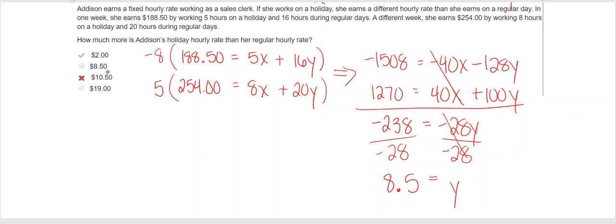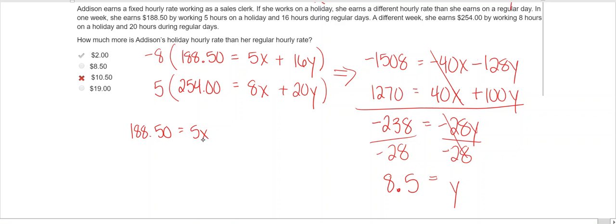So it looks like you picked how much is her holiday rate compared to how much more is it than her regular. Because you're now going to take this 8.5 and plug it in for y. I'm just going to use the top equation. 188.50 equals 5x plus 16 times 8.5. And now I'm just going to solve this equation so you can just watch me do that.